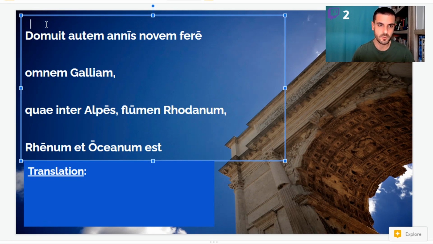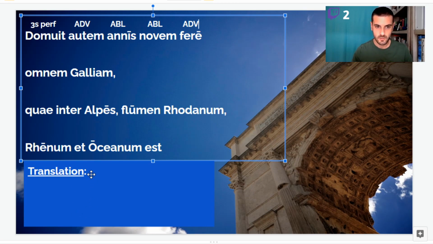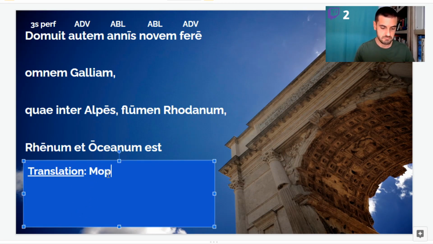Domuit, what a verb to use. Third singular perfect. Domo means to tame, which you would really only use in animal situations, taming an animal, but he uses it here probably on purpose. Autem, there's that stupid word we don't care about. Annis novem, again, this is one of those situations where I would expect it to be accusative, but we get an ablative here. So, moreover, I hate that word. I'm just going to ignore autem.